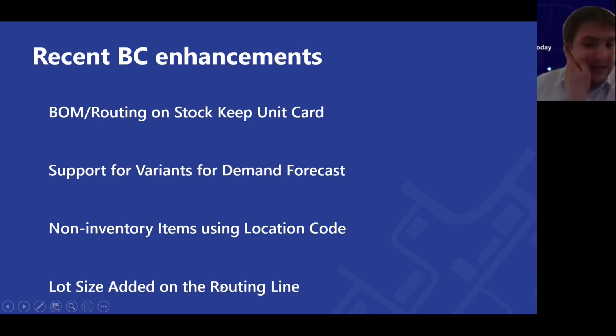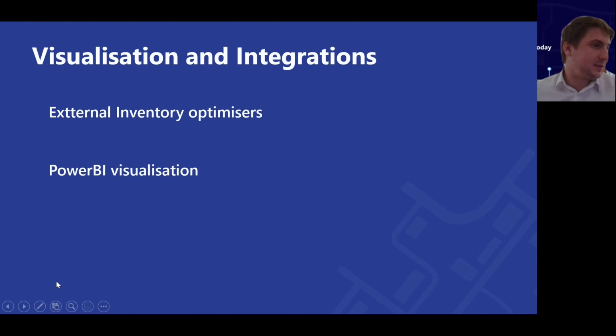Next one is the lot size added on the routing line. So you can newly now specify your run time within an operation against the lot size, against the batches. It used to be that it's against the one. Now you can specify it against the whole lot. Okay, that's the recent BC enhancements. I have here the last point for the presentation, and that's the visualization and integrations.